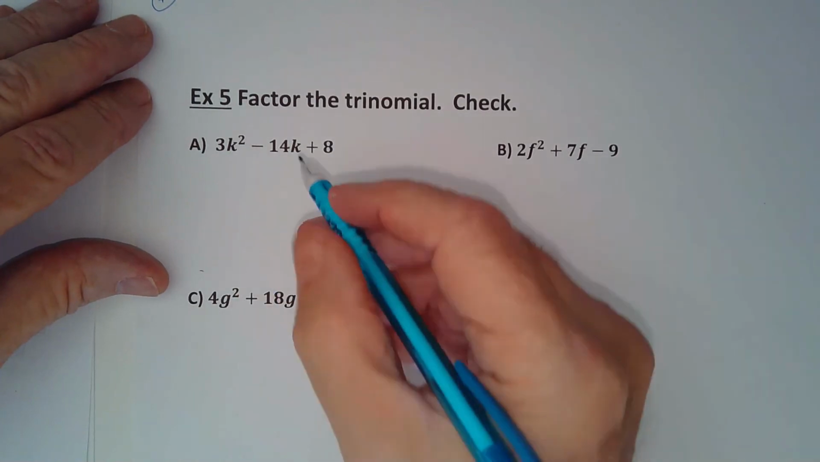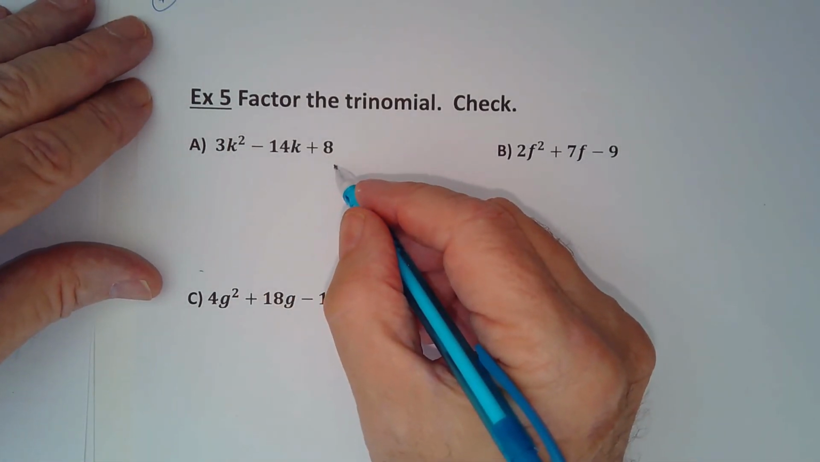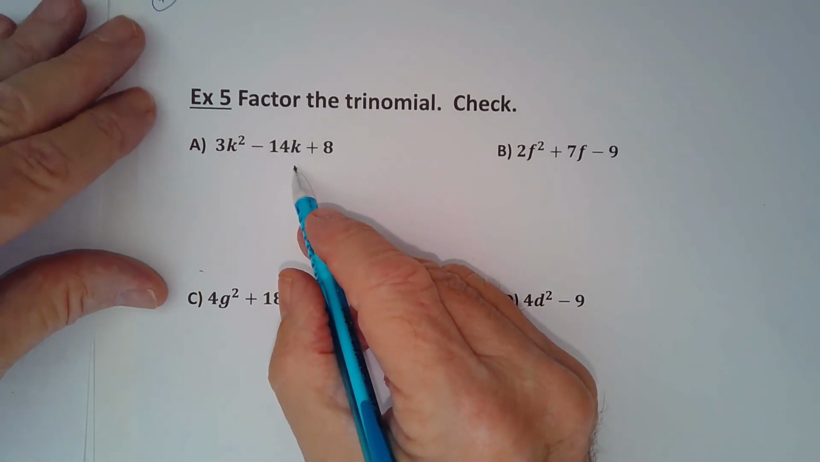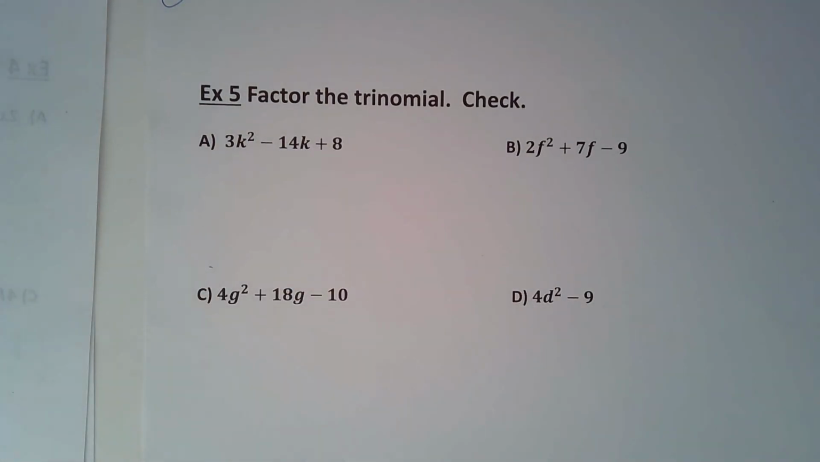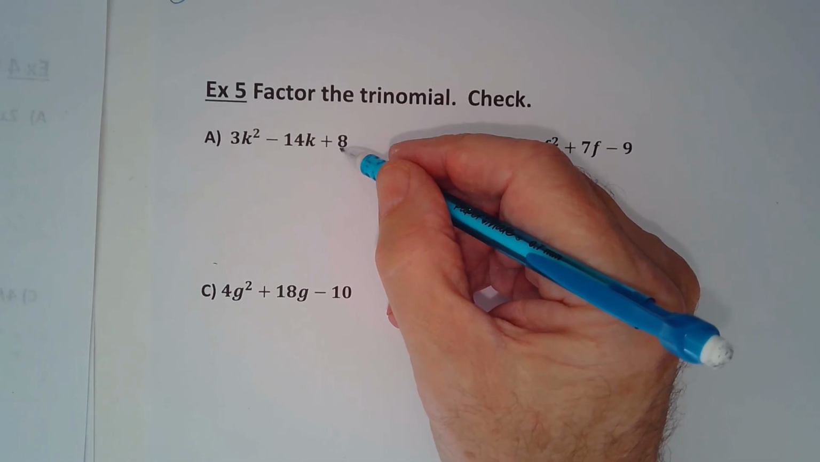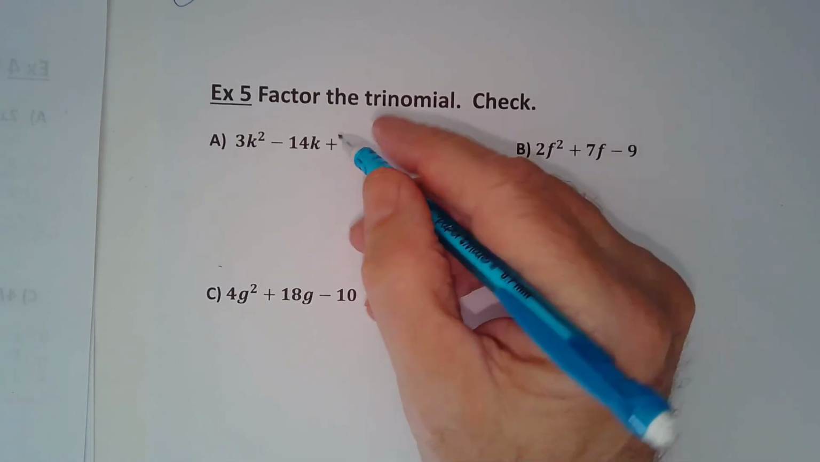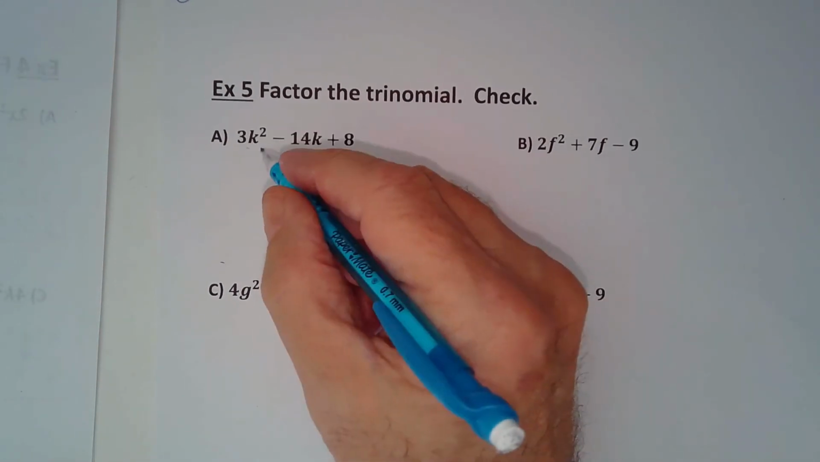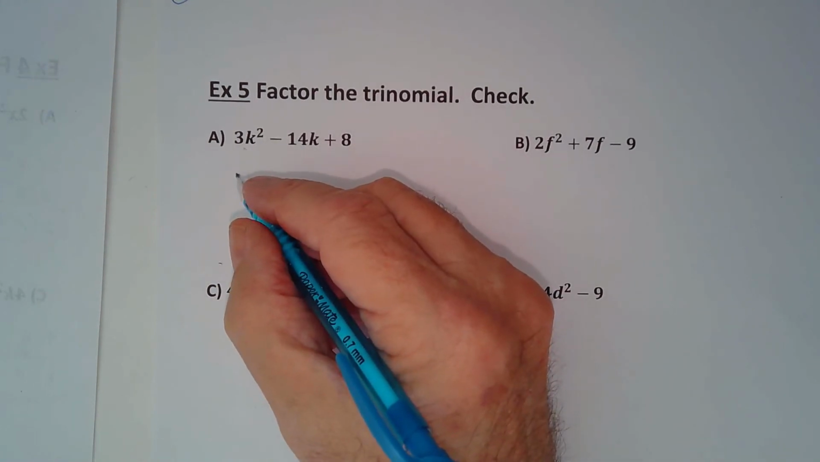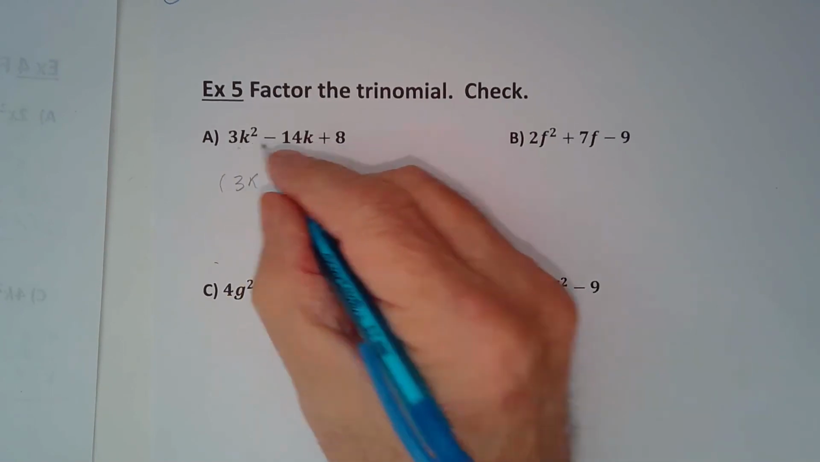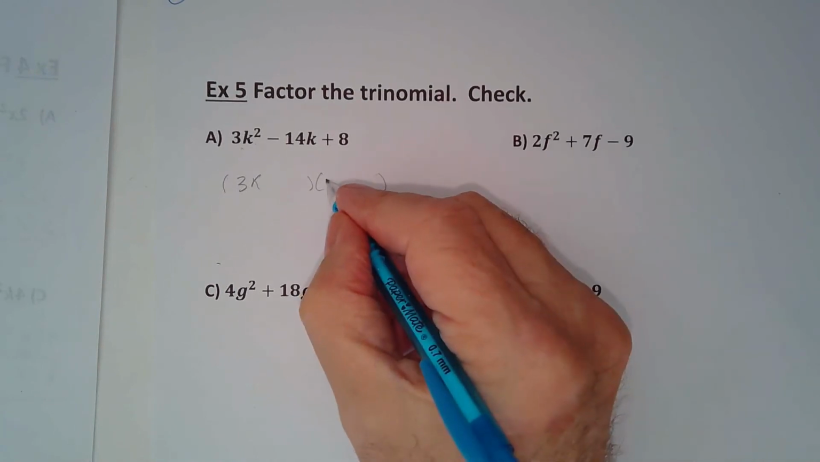So the first one I've got is negative 3k squared minus 14k plus 8. Let's see, can I divide a 3 out of those? Doesn't look like it. Make sure I wrote it down right. Yeah, so I've got to do something a little different here. I've got to do 3 and 1, 3k and 1k. So that's a little different.